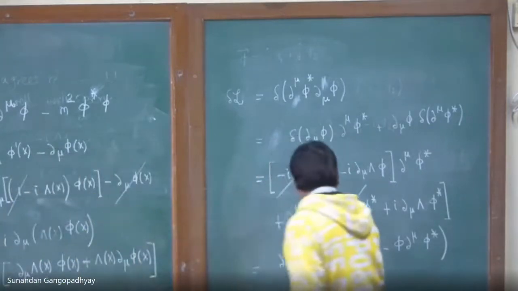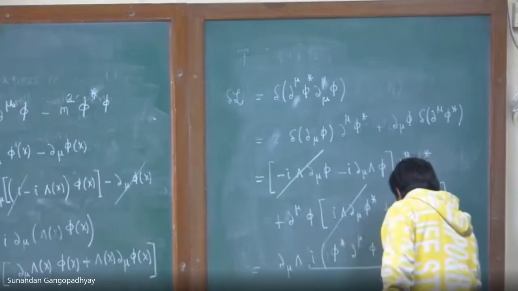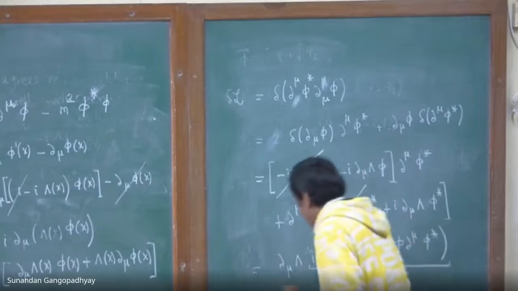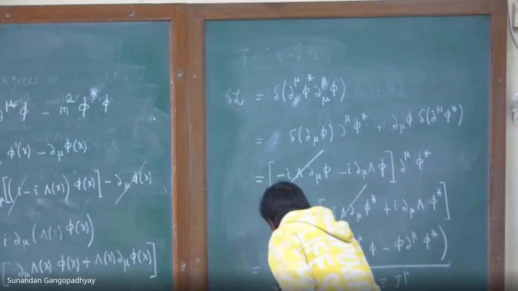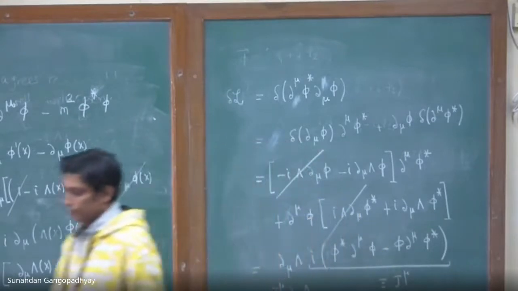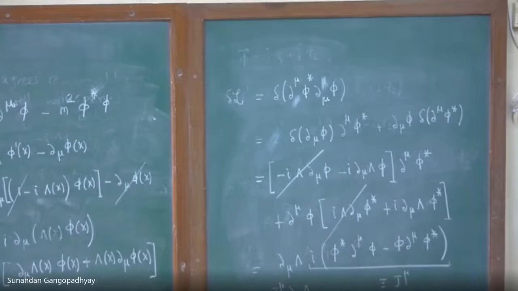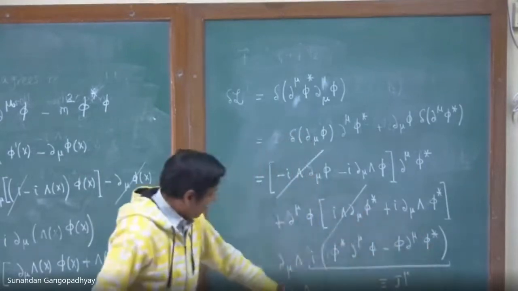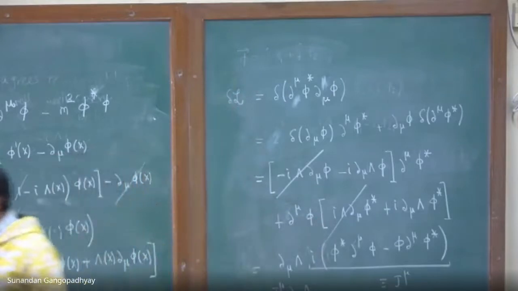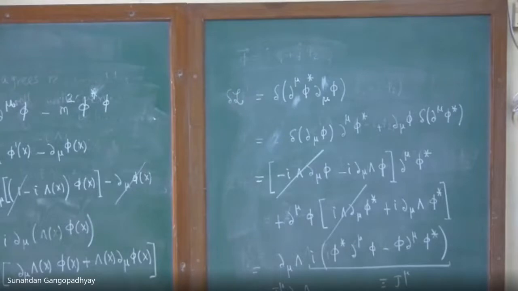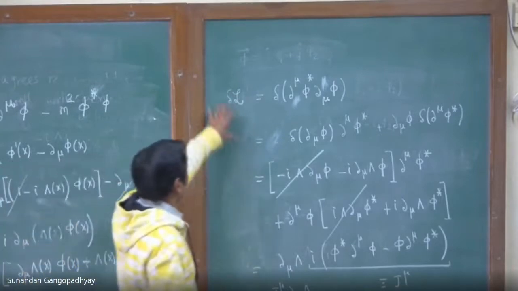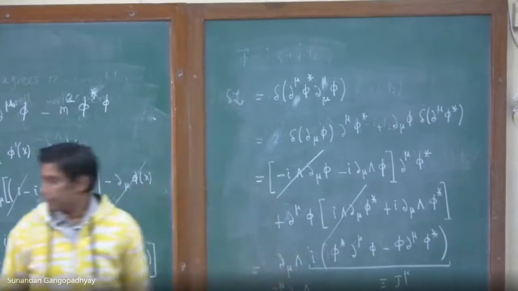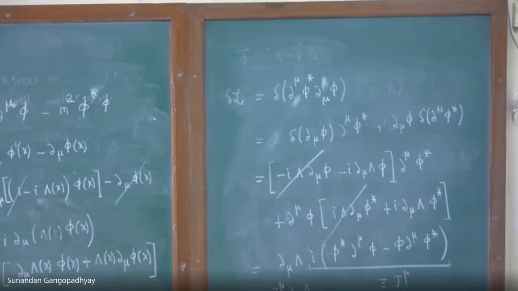And if I call this term J mu, then this is nothing but J mu del mu lambda, where J mu is i phi star del mu phi minus phi del mu phi star. This is the amount which actually quantifies the amount by which L is not invariant anymore. So this is the change in L. Delta L is actually this. So this shows that this particular transformation that we have made is not a symmetry transformation of this Lagrangian density L. It's not a symmetry transformation.